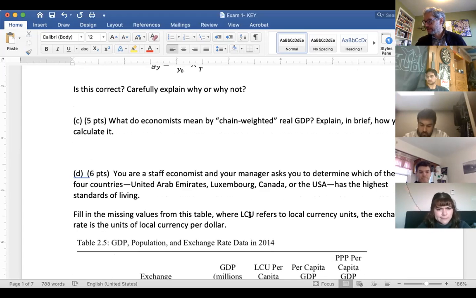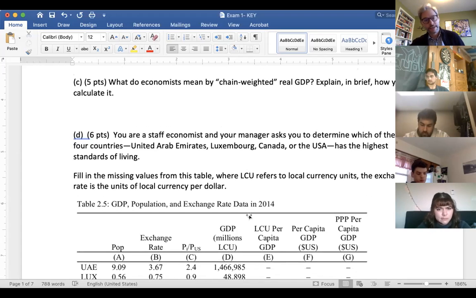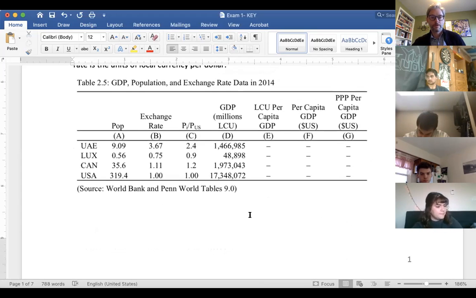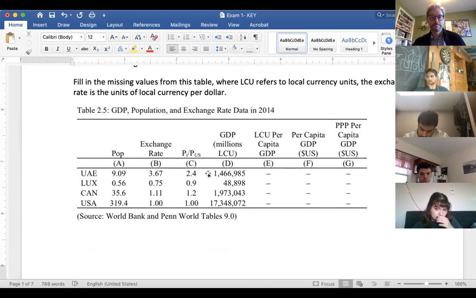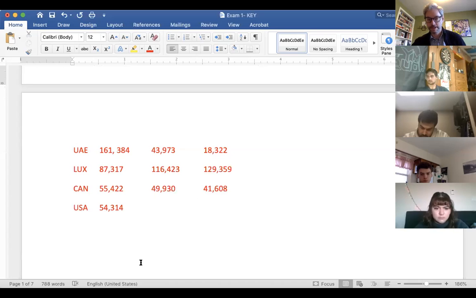Finally, question number D, letter D. You're a staff economist and your manager asks you to determine which of these 4 countries has the highest standard of living. Fill in the table. So here you're given GDP in millions. How do you calculate per capita GDP? You just divide by the population, which gives you these numbers.